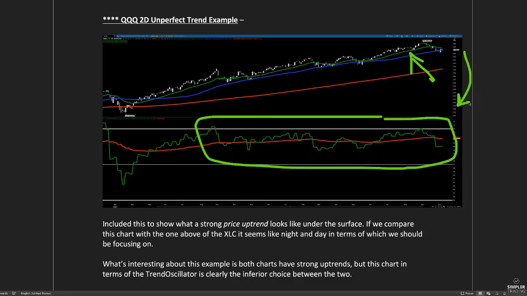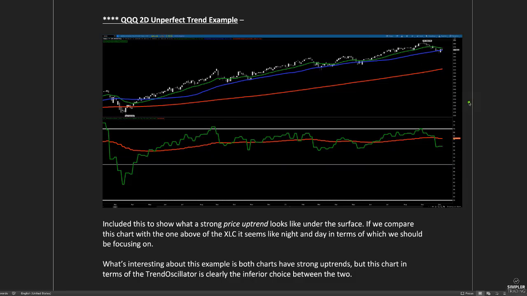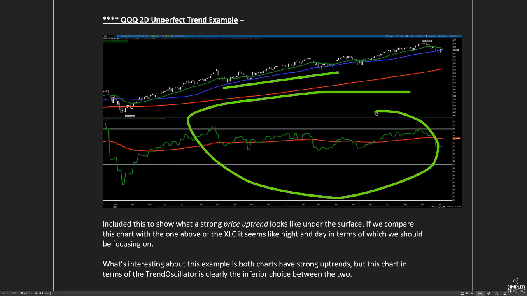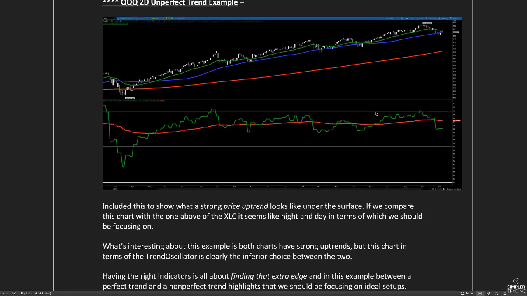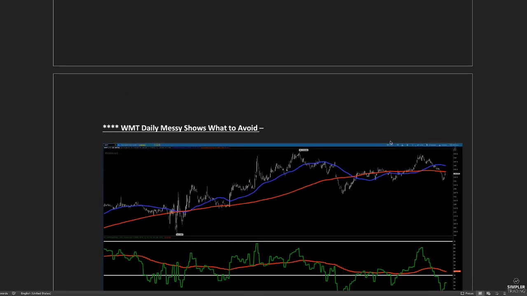And that's what the indicator is meant to do. So in this instance, there's not really much more here. I just wanted to show you one example of it, very similar price action to a perfect trend, but an imperfect trend structure underneath it. So let's keep going here.